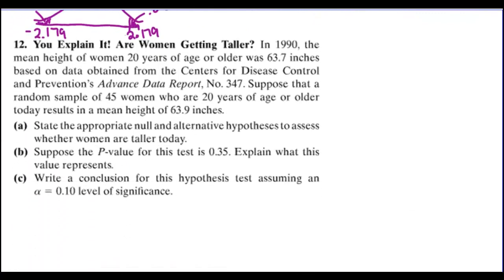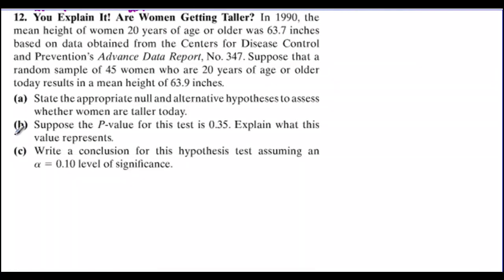All right, let's actually start working through a little bit more. So for 12, are women getting taller? In 1990, the mean height of women of 20 years of age or older was 63.7 inches based on data obtained from the Centers for Disease Control and Prevention's Advanced Data Report number 347. Suppose that a random sample of 45 women who are 20 years of age or older today results in a mean height of 63.9 inches. So it's wanting us to state the appropriate null and alternative hypotheses to assess whether women are taller today.